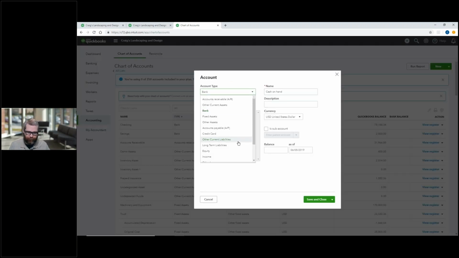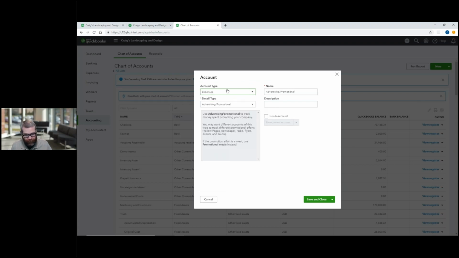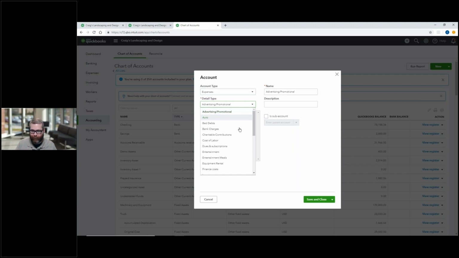So whenever you're entering a new account, the account type is the one that matters. Detail type, take your best guess. You're not going to be wrong because there is no wrong answer. We're going to go ahead and say that this is for consulting. So we'll just say that this will be for legal and professional fees. That's actually appropriate. So the name will be consulting.